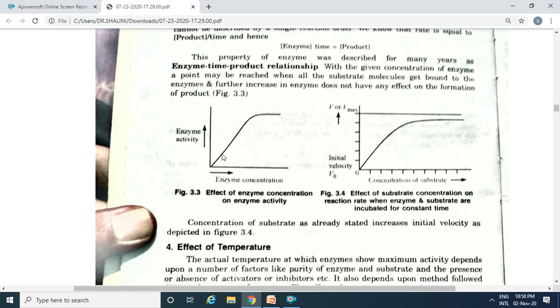So here enzyme concentration is increasing, so enzyme activity is also increasing, but after that enzyme activity reaches a limiting value. Here the initial velocity and the concentration of substrate are shown. As we increase the concentration of substrate, initial velocity increases, but as we increase substrate concentration more and more, the initial velocity does not increase and it becomes limiting. Concentration of substrate, as already stated, increases initial velocity, and it is depicted in this figure.